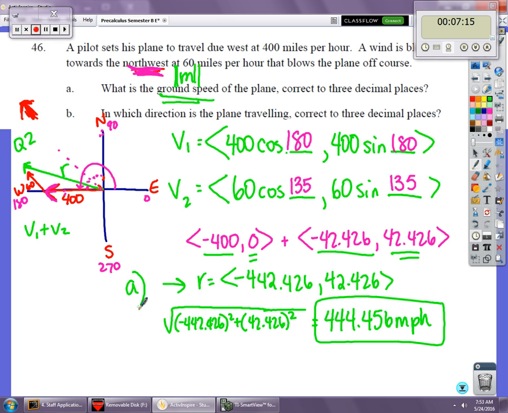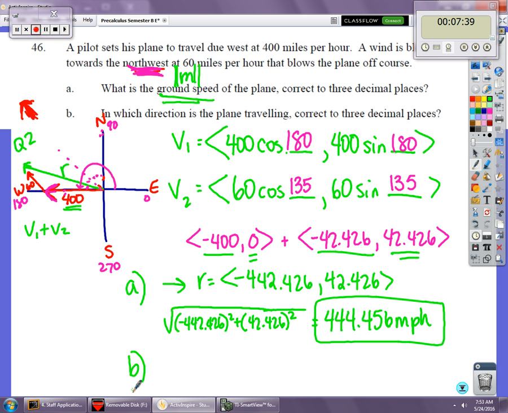Okay, and that actually makes sense to me. We know that the plane itself was going 400 miles per hour, but if the wind is moving in the same direction, it's working with it, not against it, it's actually going to make it go faster. Think about running or something like that, right? If you're running with the wind, it's going to move you along quicker. If you're running against the wind, it's going to make you run slower.